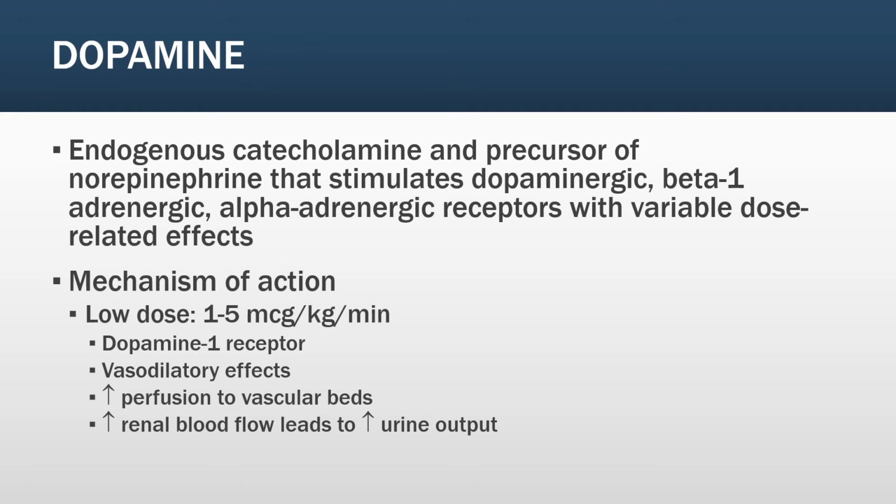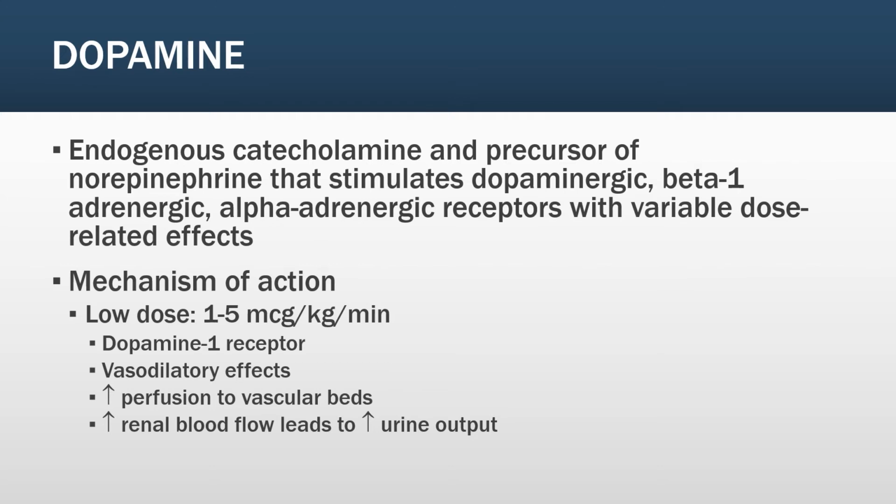The next drug we'll talk about is dopamine. So dopamine is the only medication that stimulates all adrenergic receptors, including dopaminergic, which we reviewed in the autonomic nervous system and adrenergic receptor PowerPoint for the review. It's an endogenous catecholamine, and it stimulates dopaminergic, beta-1, alpha, beta-2, and alpha adrenergic receptors, and it will have variable dosing effects, therefore is typically titrated to the desired effect.